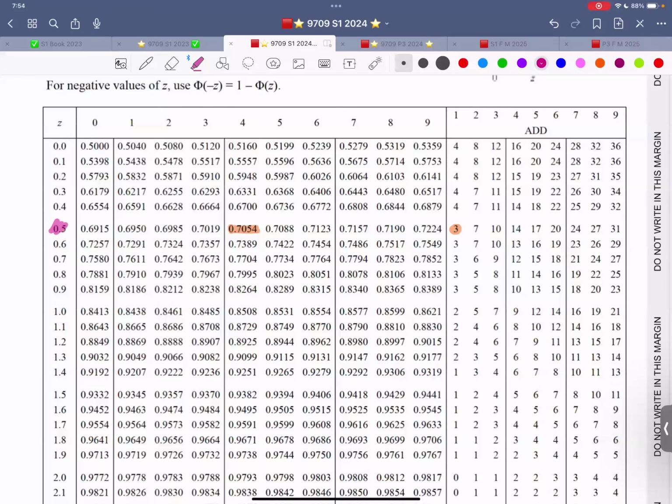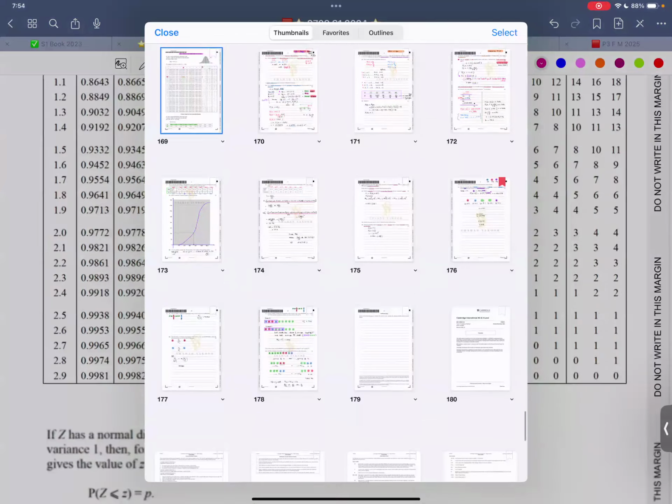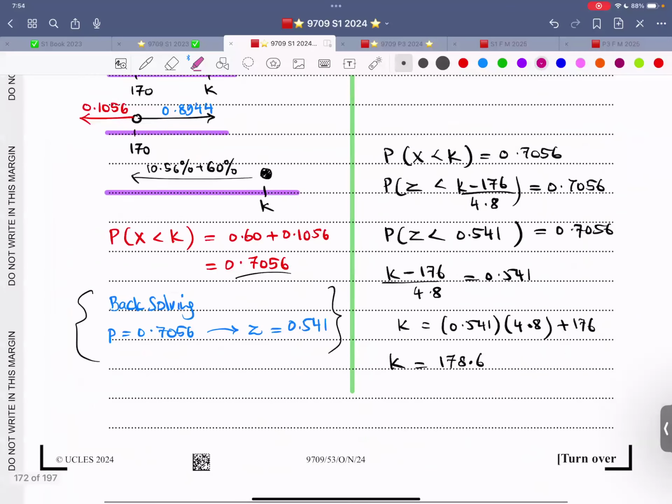And for which values are we reading it? We are reading for 0.5. We are reading for 4. We are reading for 1. So therefore, this is 0.541. That is the Z value. So now let's go back to this, and it's right over here. So therefore, the Z value is 0.541 from the table.